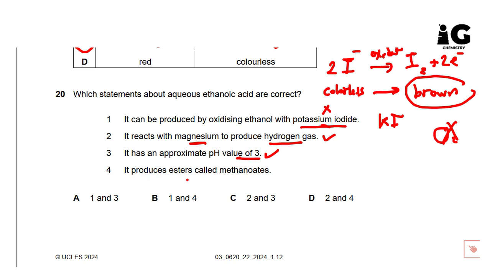Number 4, it produces esters called methanoates. When ethanoic acid produces an ester, it should be actually, guys, ethanoate, not methanoate. So it seems like the correct answer here is 2 and 3 only. So the correct final answer is C, 2 and 3.